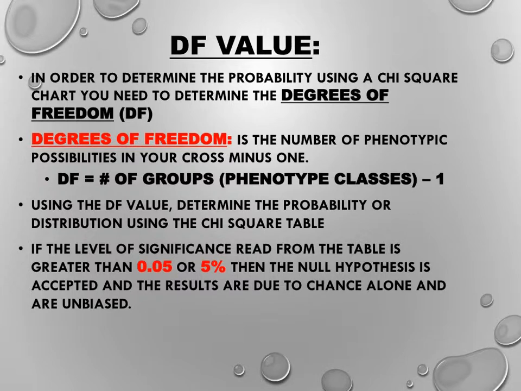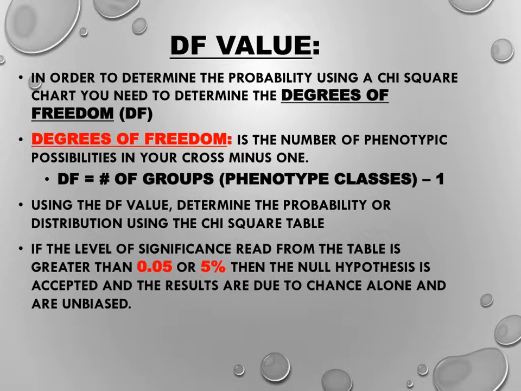But it's not necessarily clear-cut and simple. In order to correctly determine the probability, you have to be able to calculate what is called the degrees of freedom value. So your degrees of freedom is abbreviated DF, and it's the number of phenotypic possibilities in your genetics cross minus 1. Now this is assuming we are applying the chi-square technique to a genetic situation.